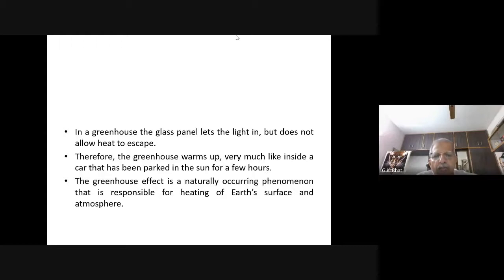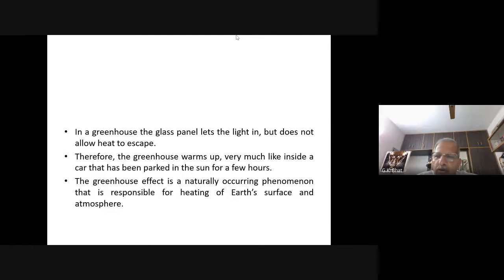The greenhouse effect is a naturally occurring phenomenon that is responsible for heating of Earth's surface and atmosphere. So, whatever I said about the greenhouse, what is that? Tanusri, what is happening in the greenhouse? What is let in?